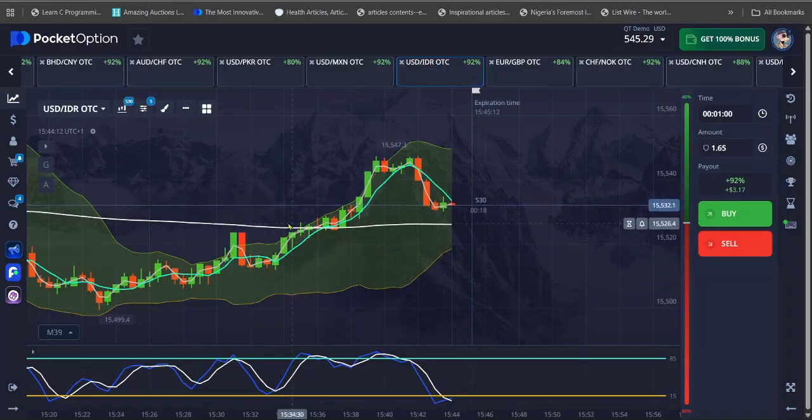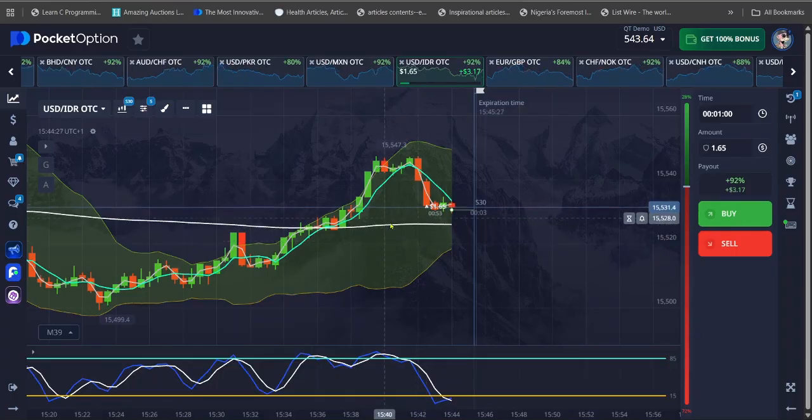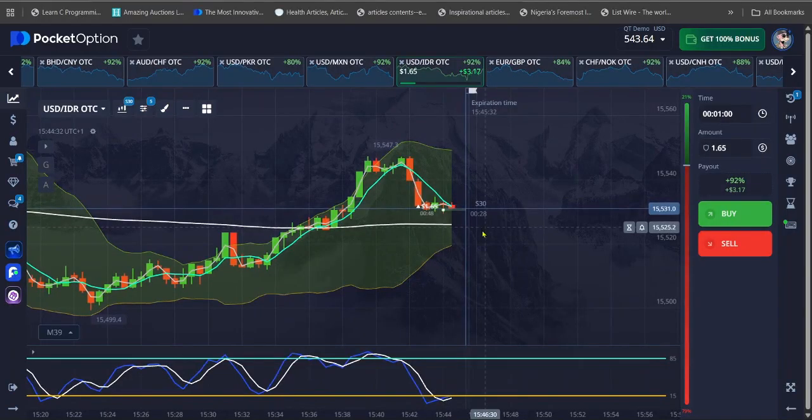All right, I'm looking at this. This is a good trade to enter buy. For me, this is a good trade to enter buy. So I'm going to take a buy here. The reason I'm taking a buy is because our moving average clearly shows that this is an uptrend. Okay, so this is an uptrend.